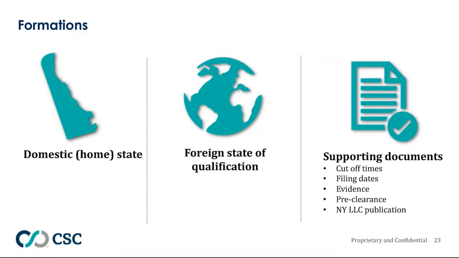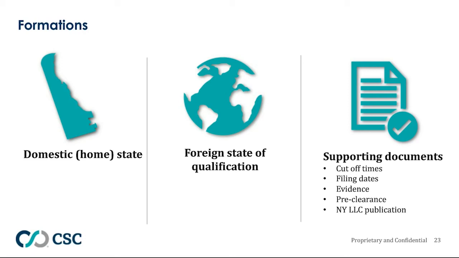Thanks, Helena. Now we're going to spend a little bit of time just talking about formations. Your domestic state is your state of formation, where you're incorporated. It's also known as your home state. A company is formed in one state, and then when it's branching out and doing business in other states, that's considered a foreign state or the state of qualification.